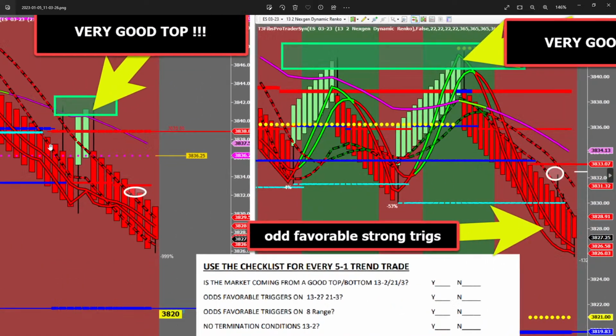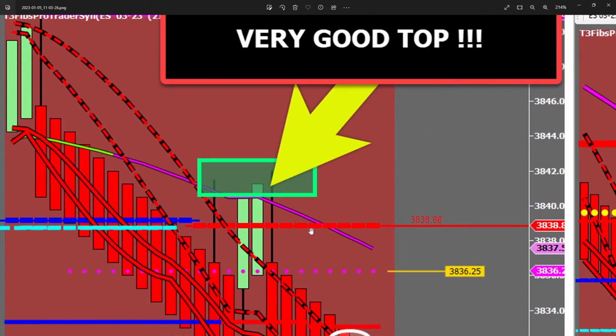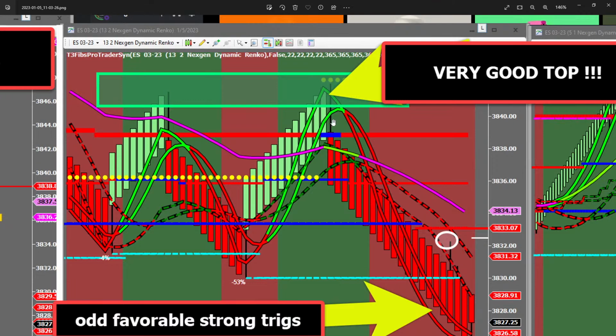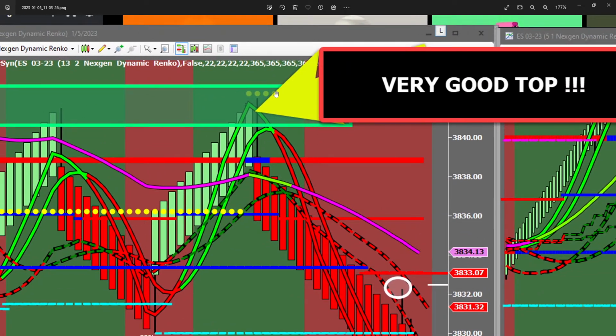And again, I'm trying to help you guys use the 21.3 chart a little bit. So let's start here. Everybody okay with the words on that? Very good top. It's a lot of resistance and a lot of down triggers. That's all you need to know. Now, on the 13.2 chart, remember the little yellow 1-to-1s? Those are our termination spots. So that's also a good top.